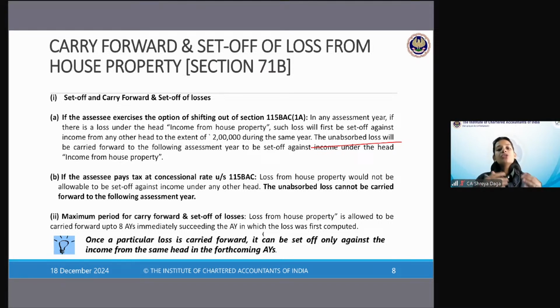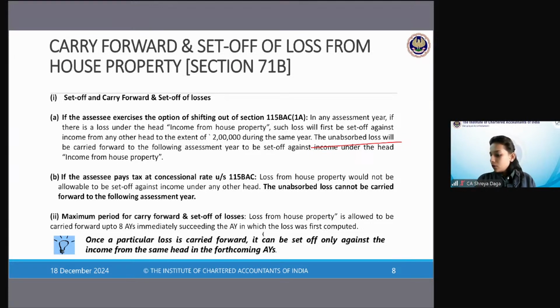So if you have unutilized loss, and you do not have eligible profits to consume the loss, you will carry forward up to 8 assessment years immediately following the assessment year in which the loss was first computed. So whatever the loss year is, suppose the loss year is assessment year 25-26, then assessment year 25-26 plus 8 years, that much you can carry it forward to.